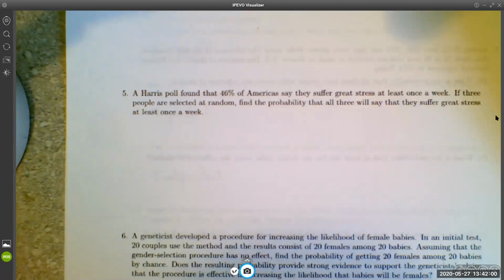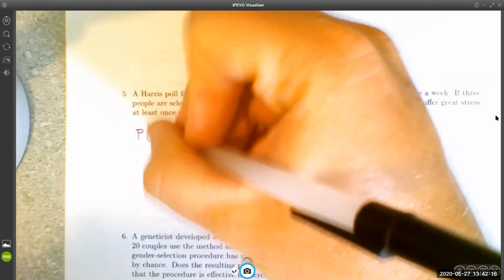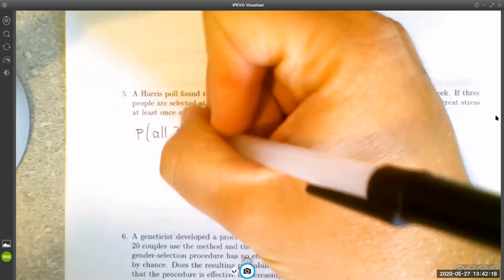Let's do another one. Number 5 says a Harris poll found that 46% of Americans say they suffer great stress at least once a week. If 3 people are selected at random, find the probability that all 3 will say that they suffer great stress at least once a week. So we want the probability that all 3 are stressed out.